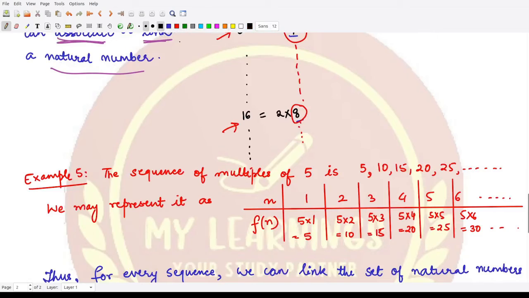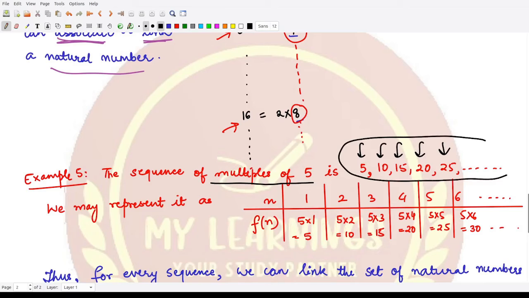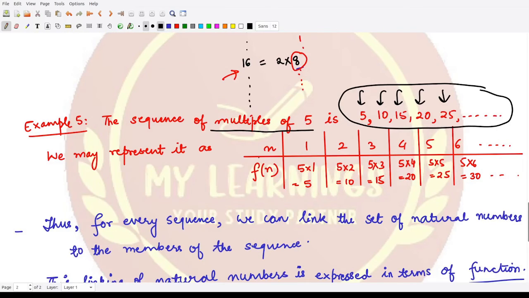For the next example, we are taking a sequence of multiples of 5. It would consist of the numbers 5, 10, 15, 20, 25. All of you know this. Now we can represent this sequence in a form where we take natural numbers starting from 1, 2, 3, 4, 5, 6. You can represent each element of this sequence in terms of these natural numbers. How? You may write 5 as 5 into 1, 10 as 5 into 2, 15 as 5 into 3 and so on.